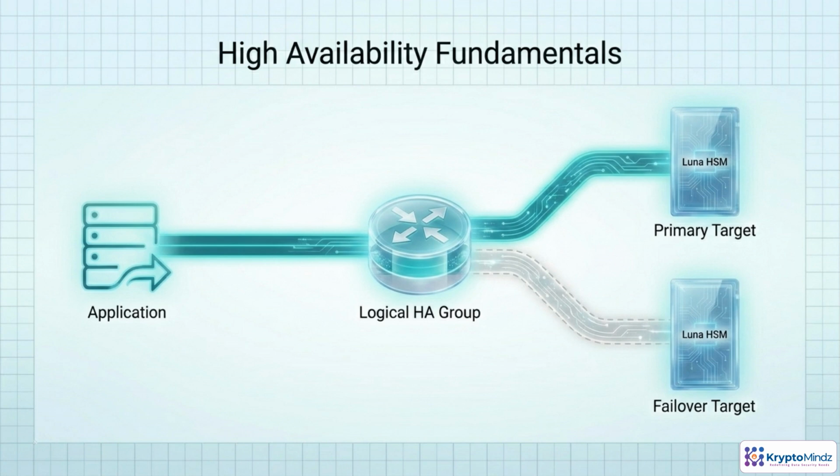High availability is about hiding individual HSM failures from the application. Instead of talking to a specific partition, the application connects to a logical HA group. That group knows about multiple HSM members and decides where each request goes. If the primary member fails, traffic is redirected to another member and can also be load balanced. This only works well if keys, security domains, and synchronization are planned, and if the application retries intelligently.